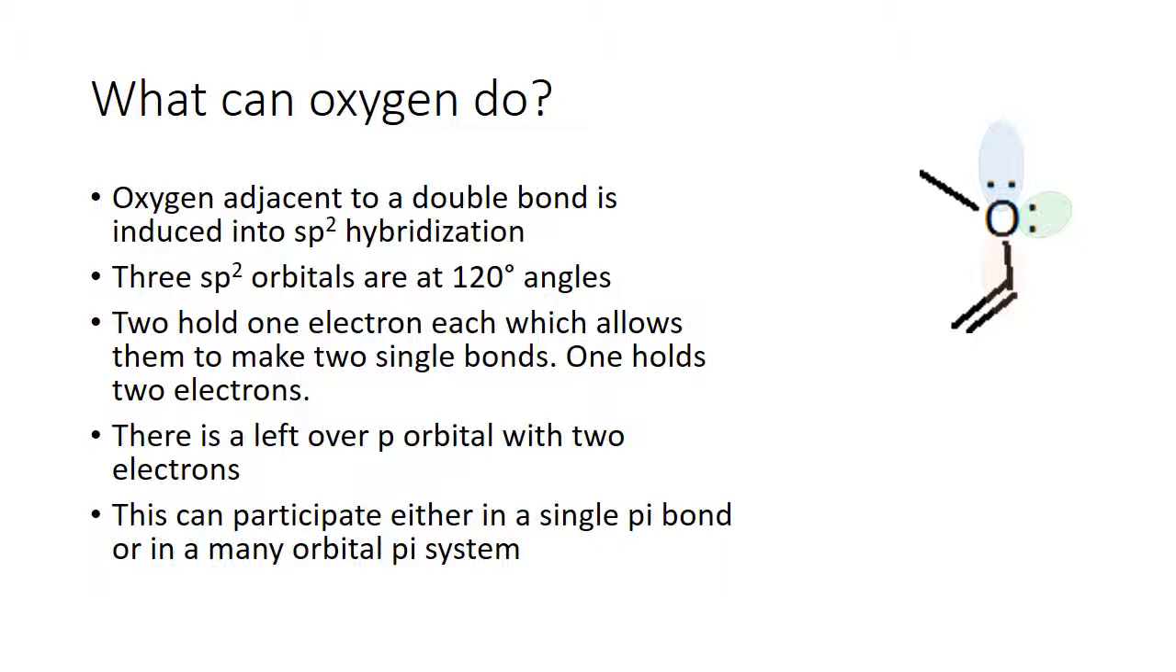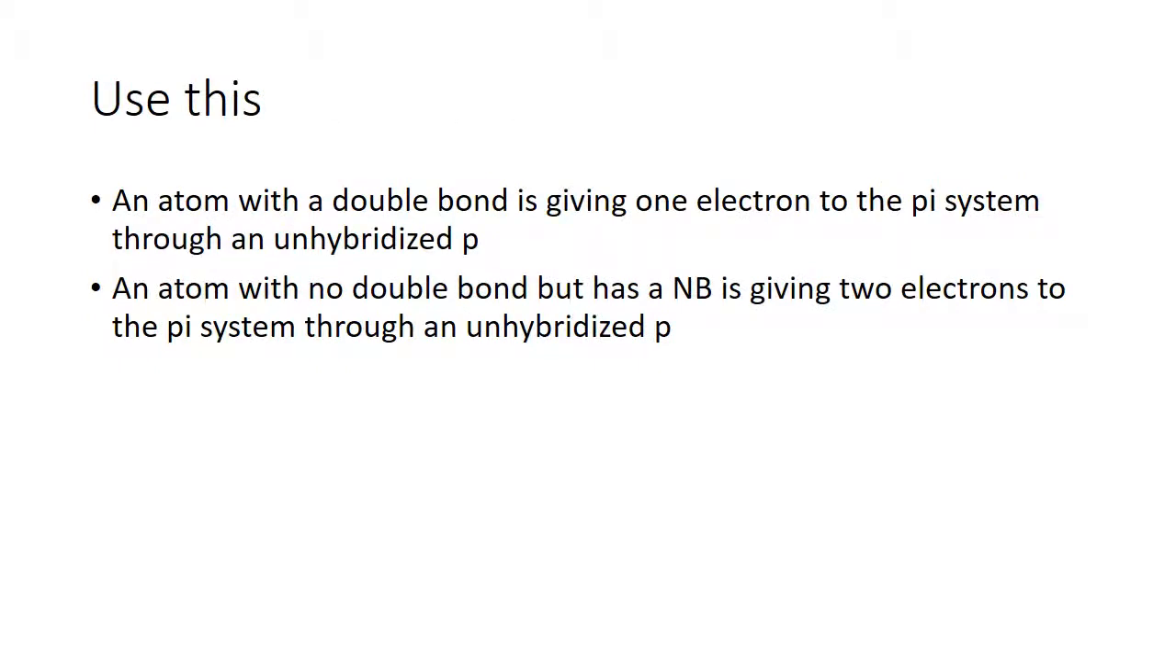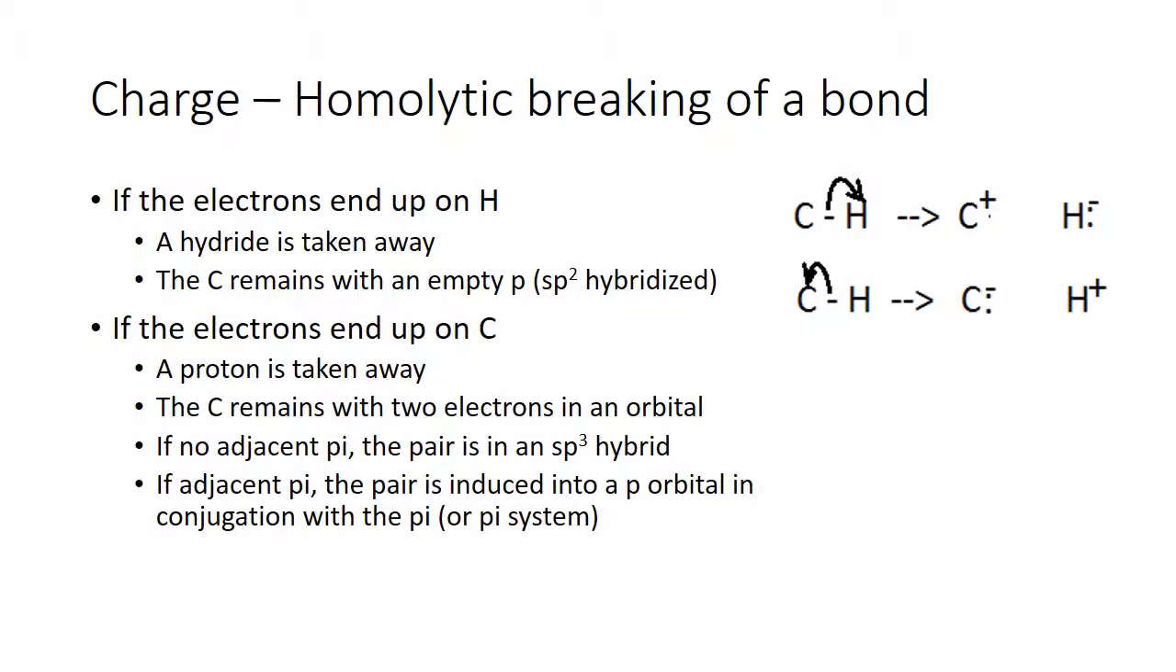So really, you just use the rules. What are the rules? An atom with a double bond is giving 1 electron to the pi system through an unhybridized p. And an atom with no double bond but has a non-bonding pair is giving 2 electrons to the pi system through an unhybridized p.